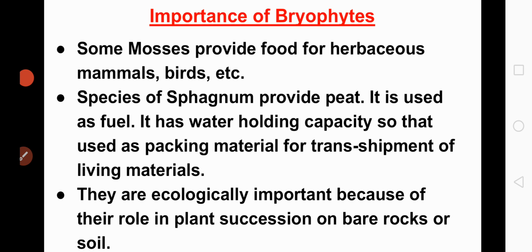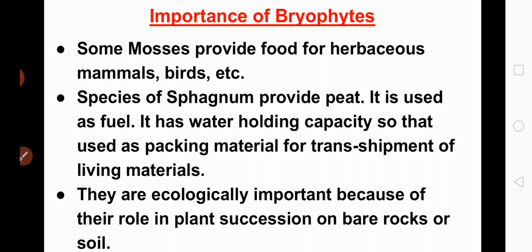Coming to the importance of bryophytes, some mosses provide food for herbivorous mammals, birds, etc. So some of the bryophyte members are used as a source of food. And species of sphagnum, which is a type of moss, provide peat, and this peat is used as fuel.